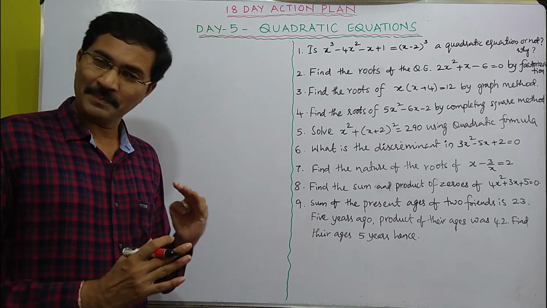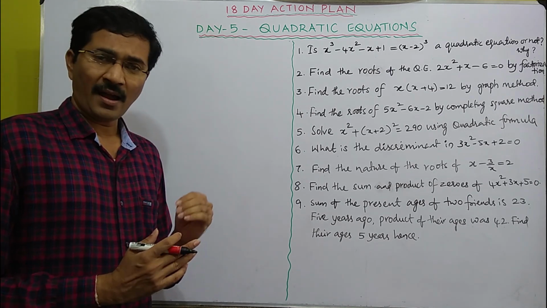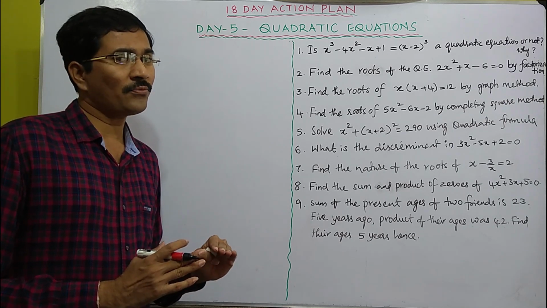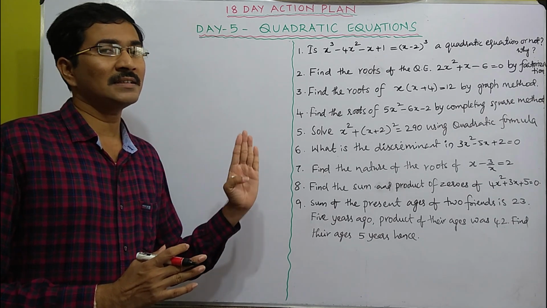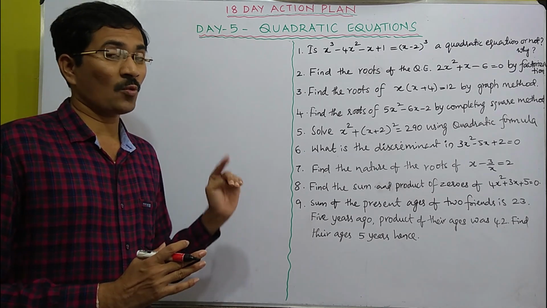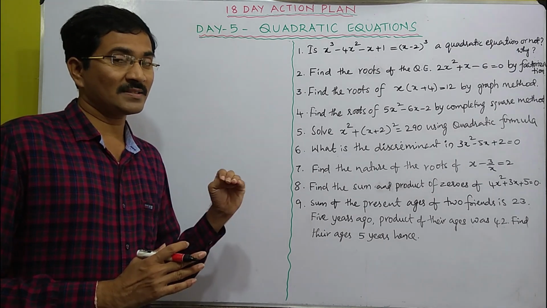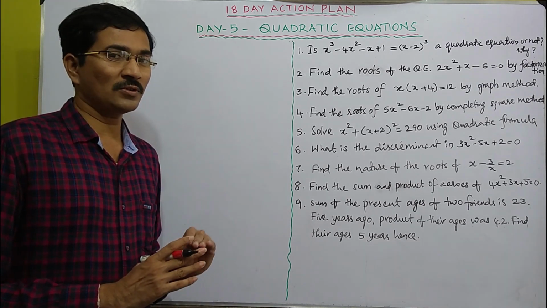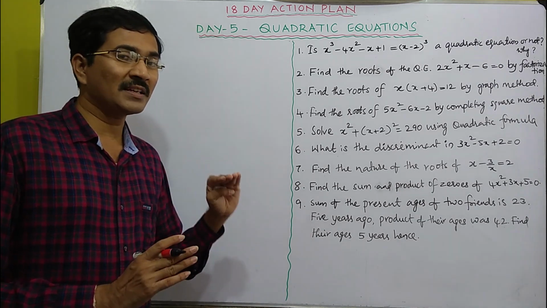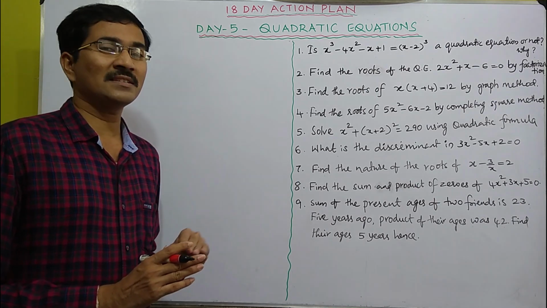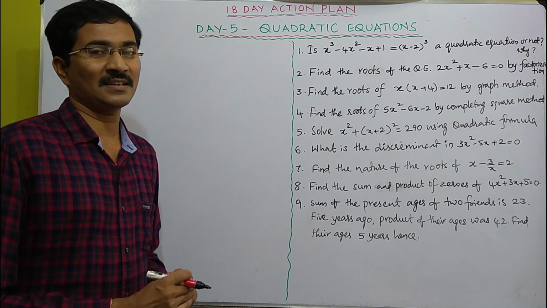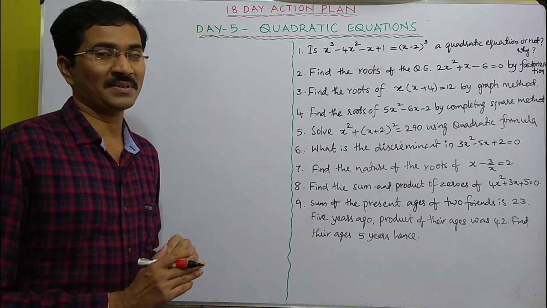This is an important chapter, and half of it is already learned in polynomials. The quadratic equation we thought of, its zeros we found, its graph we drew. Its zeros are found using the factorization method and the graph method. What is left are only two methods to be learned here. A very interesting and very scoring chapter.